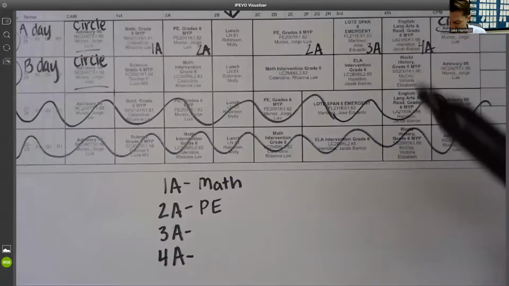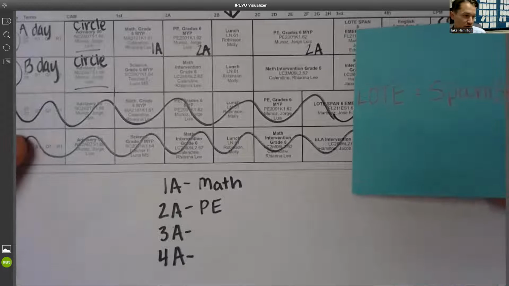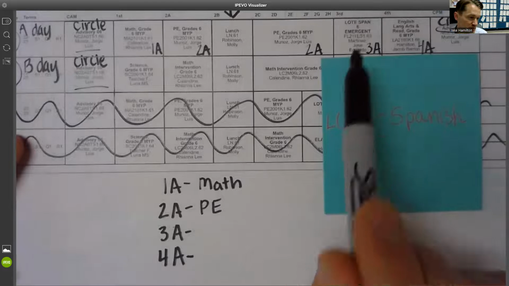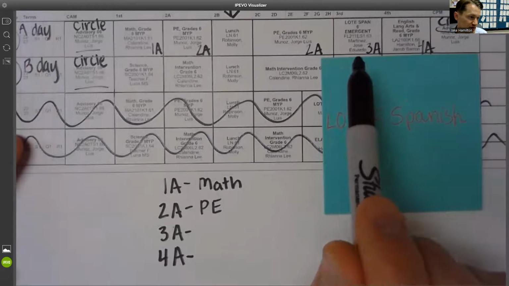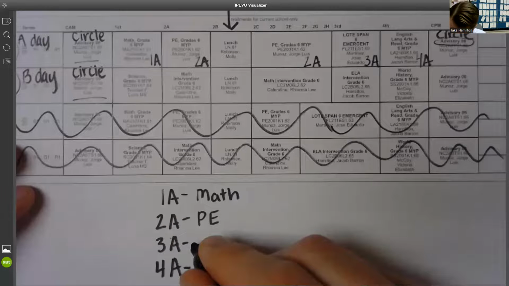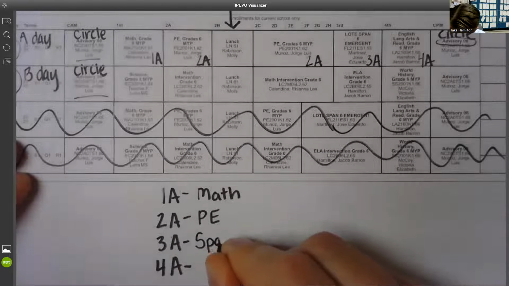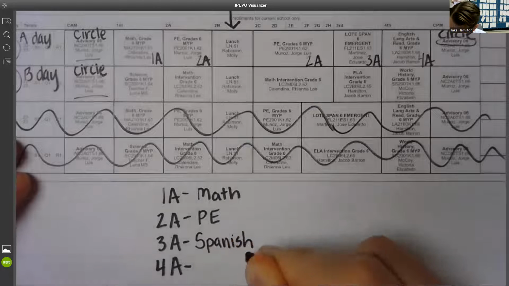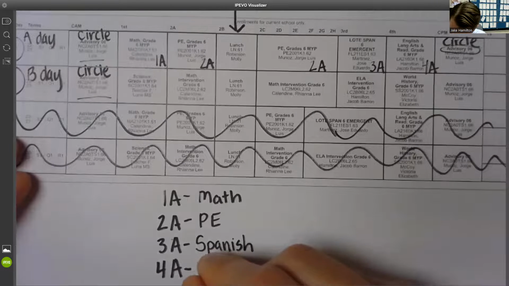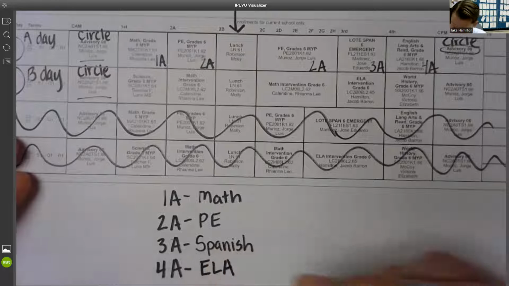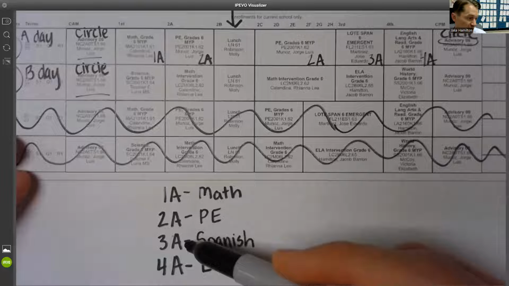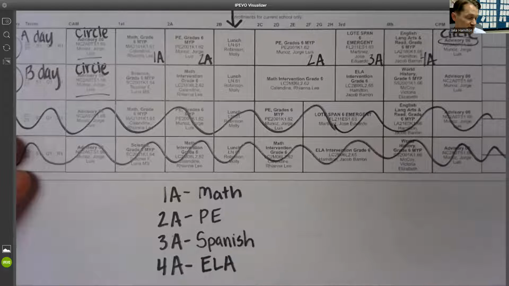And then the last kind of important thing that I have for you is that if you ever see LOTE on your schedule, that just means Spanish. You can see Spanish with Mr. Martinez. And fourth period A day, ELA. So that's your A-day schedule right here. So when you hear third period A-day, you can just look down here and know you're going to Spanish.